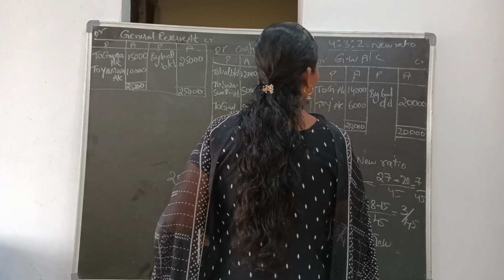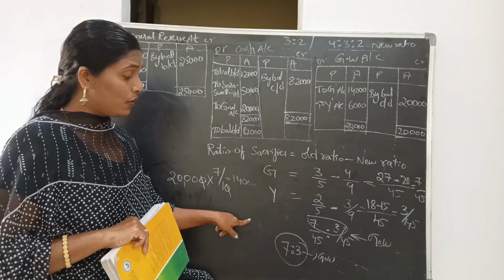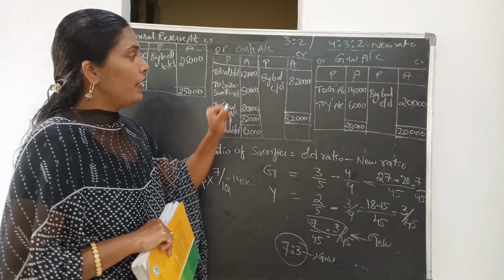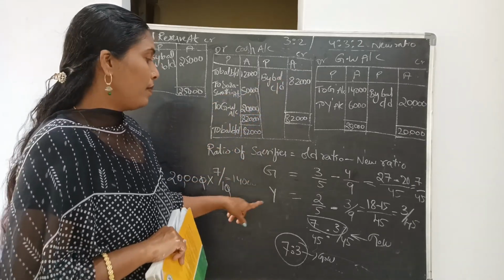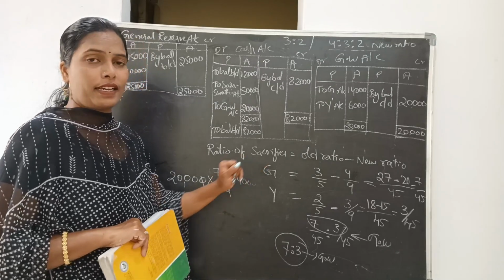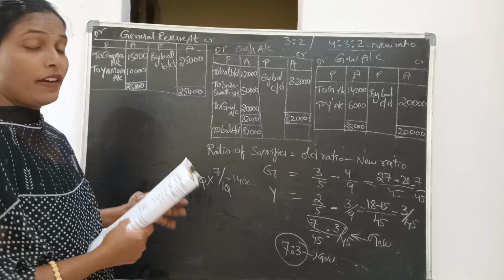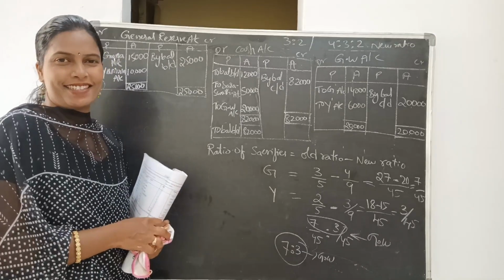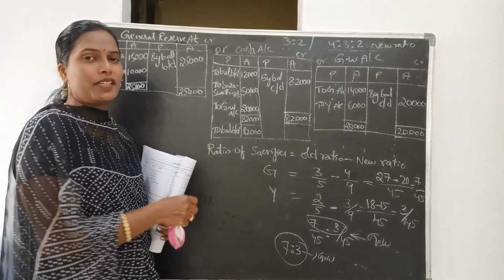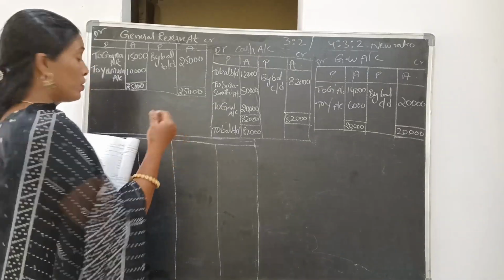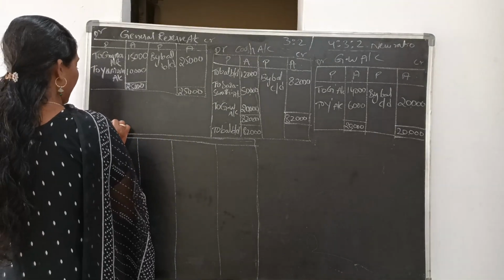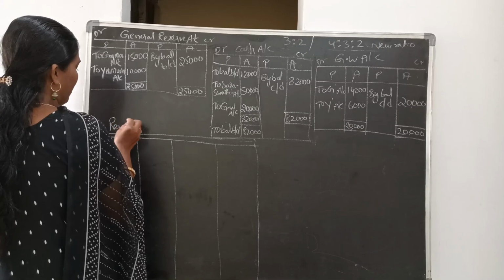Now close the account. In this way, we need to distribute goodwill among old partners by calculating the ratio of sacrifice. So next we are going to prepare the revaluation account. So students, take a screenshot of this because I am going to wipe this. So write the head of account: revaluation account.